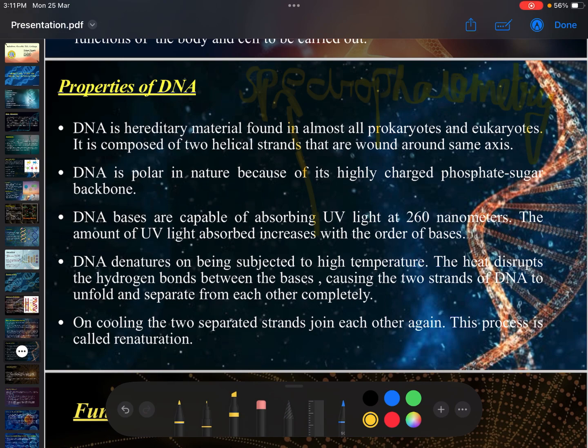DNA denatures on being subjected to high temperature. What does it mean? The hydrogen bonds get broken and the two strands of DNA get separated, and this is the property that helps in many experiments, replication of DNA, the PCR technique and all. On cooling, the two separated strands join each other. This process is called renaturation.